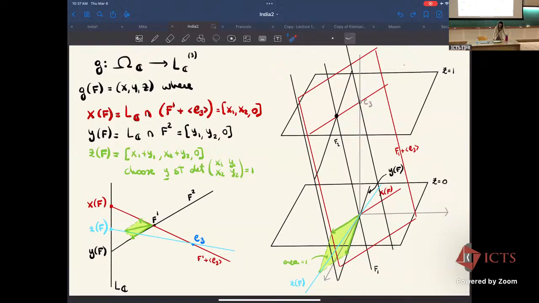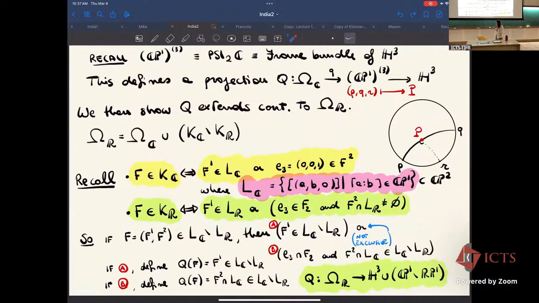Not sure this picture helps, but we are able to define this projection from omega into this triple. Let's see. So these are triples of distinct points in this CP1. So LC is a space in CP2 that is isomorphic to CP1. And in fact, we can understand more precisely what happens.